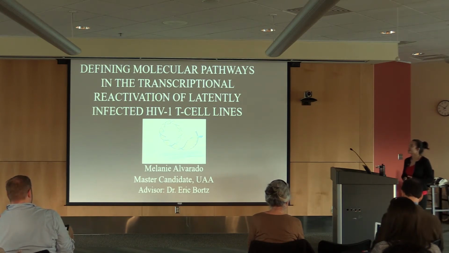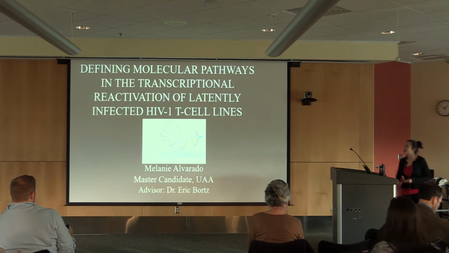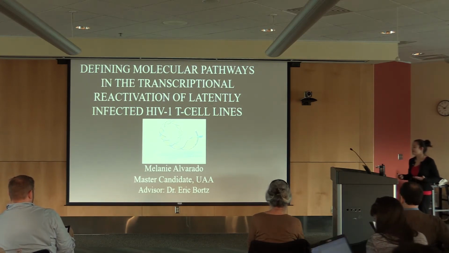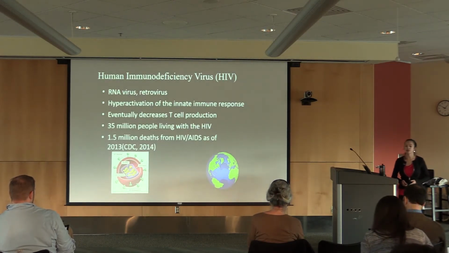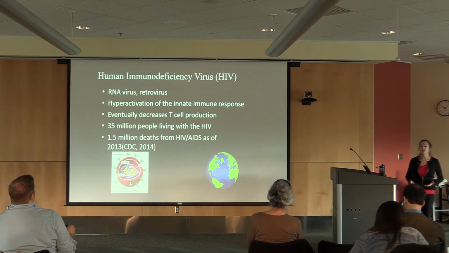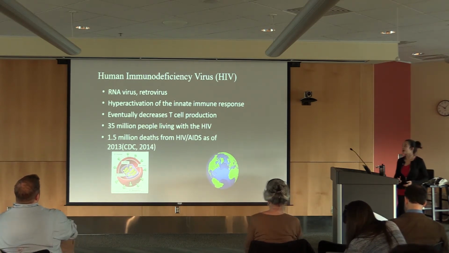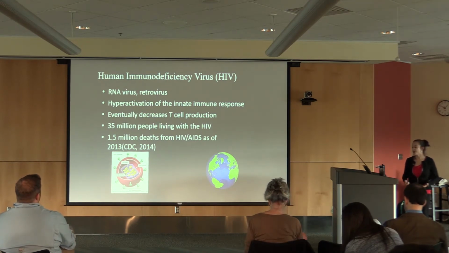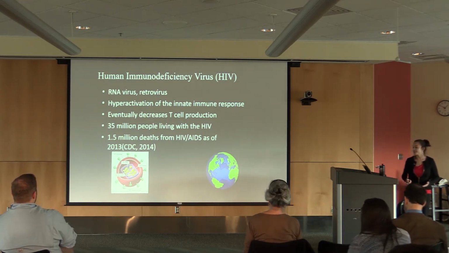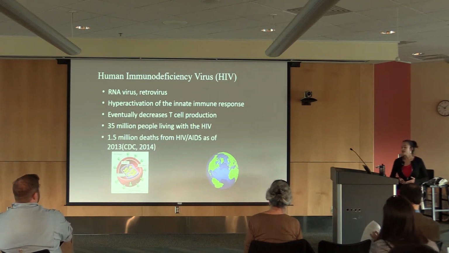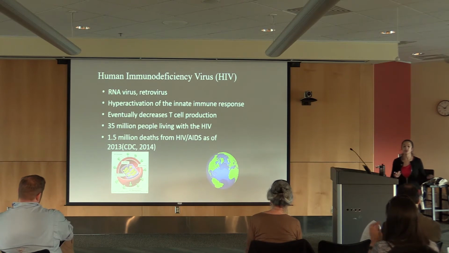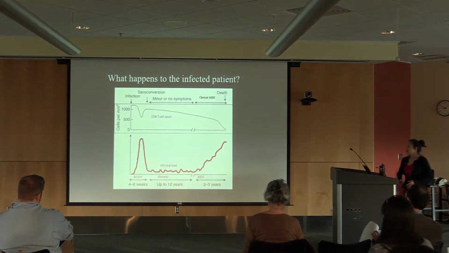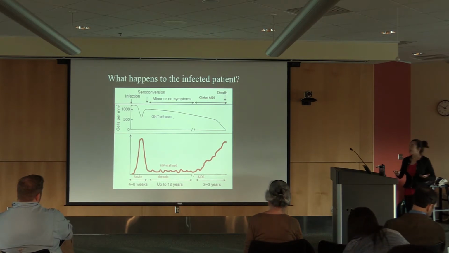My project is defining molecular pathways in the transcriptional reactivation of latently infected HIV T-cell lines. So what is HIV? It's the human immunodeficiency virus. It's an RNA virus, a retrovirus. It facilitates the hyperactivation of the innate immune response, and eventually it will decrease T-cell production within the patient. There's roughly 35 million people living with HIV as of today, and 1.5 million deaths have occurred from HIV since 2013.